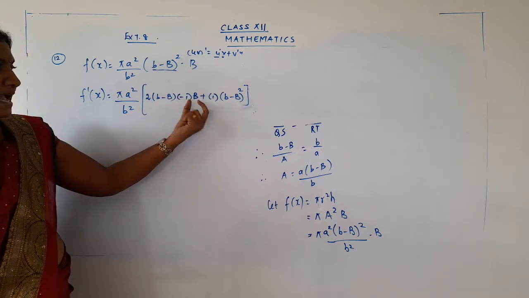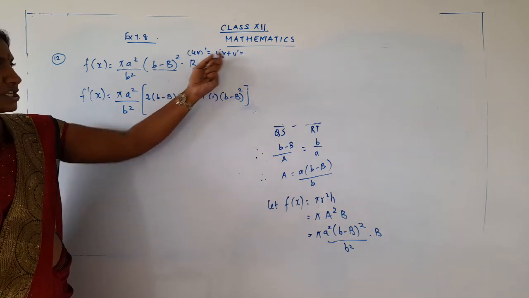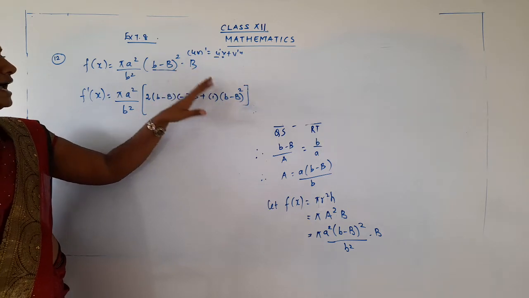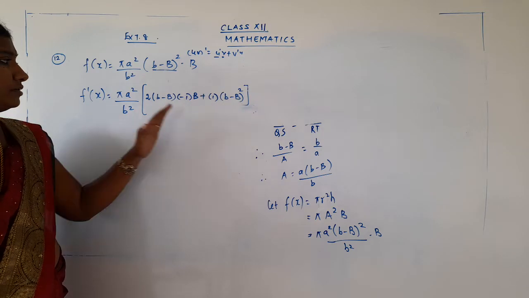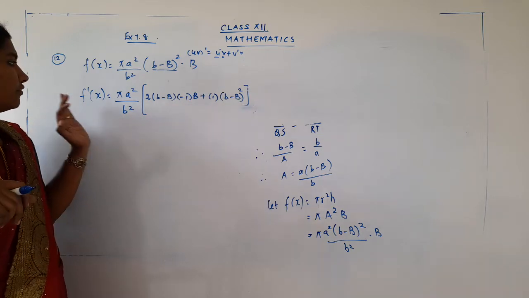So v is b as it is plus u v dash. What is the derivative for b? It's 1. And u, what is u? B minus b the whole square. Okay. So this is what we have found as the answer for f dash x.